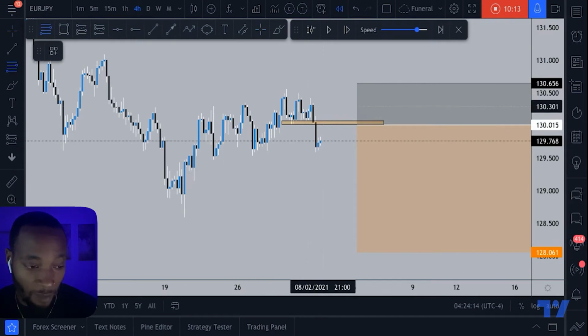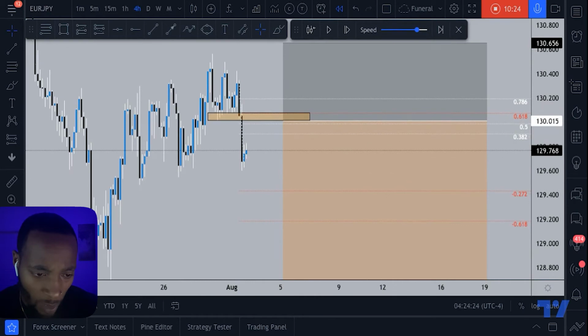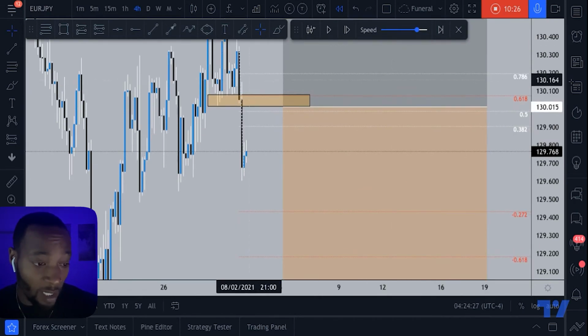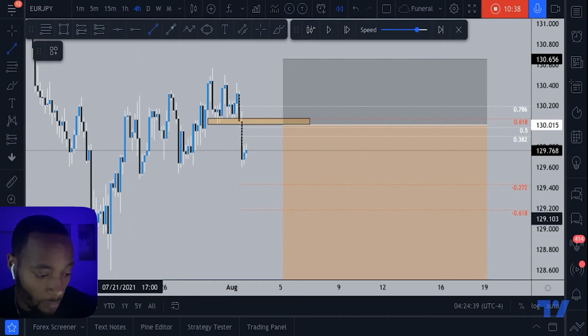Let's try to take our Fibonacci from the high to the low of this move and see if we can pinpoint a good entry. Well, what do we know? We know we want to see these levels being tapped, respected, and then continuing to the next one underneath it. Tapped, respected, tapped, respected, tapped, respected.